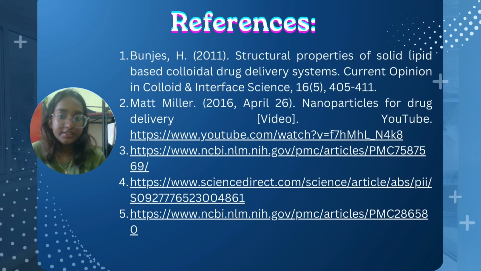So here are the references that we used for gaining the information about this nanoparticle.